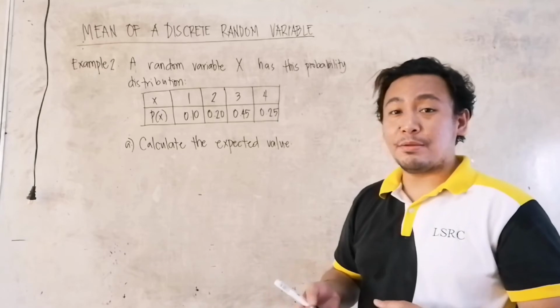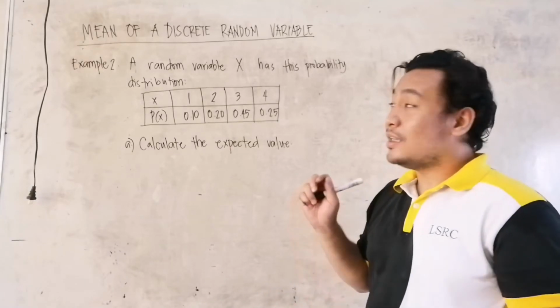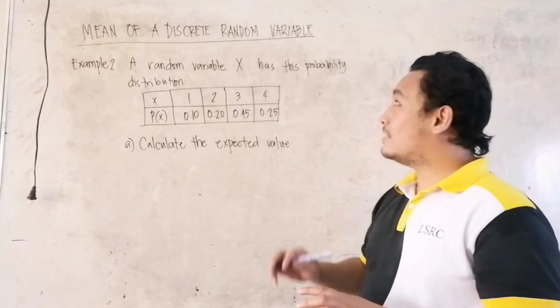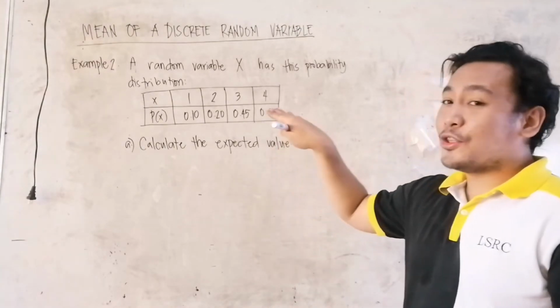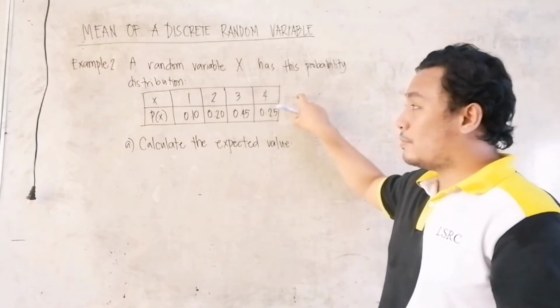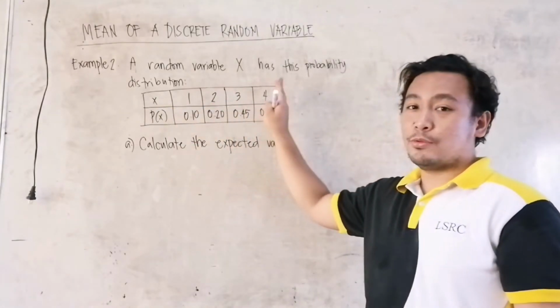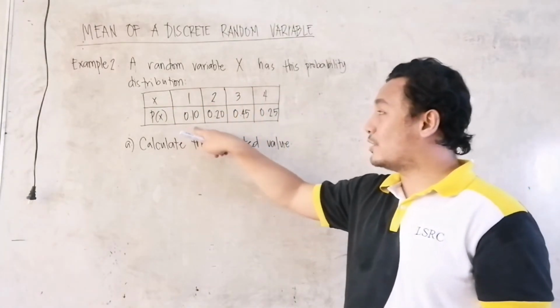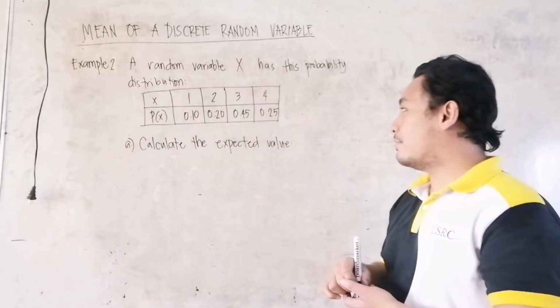So, let's have another example para mas maintindihan pa natin yung lesson on how to calculate or to solve or to find for the mean, for the expected value, or for the average of the discrete probability, discrete random variable. So now, example number 2, a random variable x has this probability distribution. Ito yung probability distribution niya. Wherein, sa x natin, we have 1, 2, 3, and 4. For the probabilities, we have 0.10, 0.20, 0.45, and 0.25.